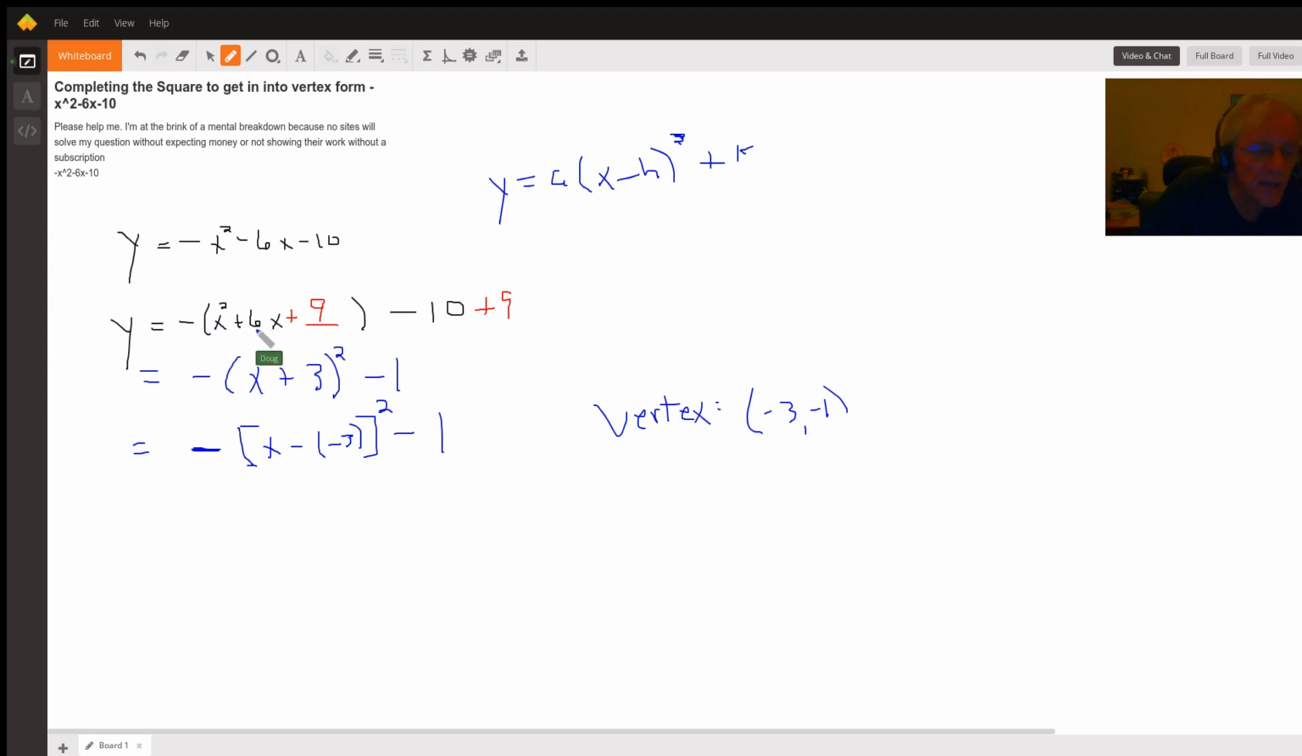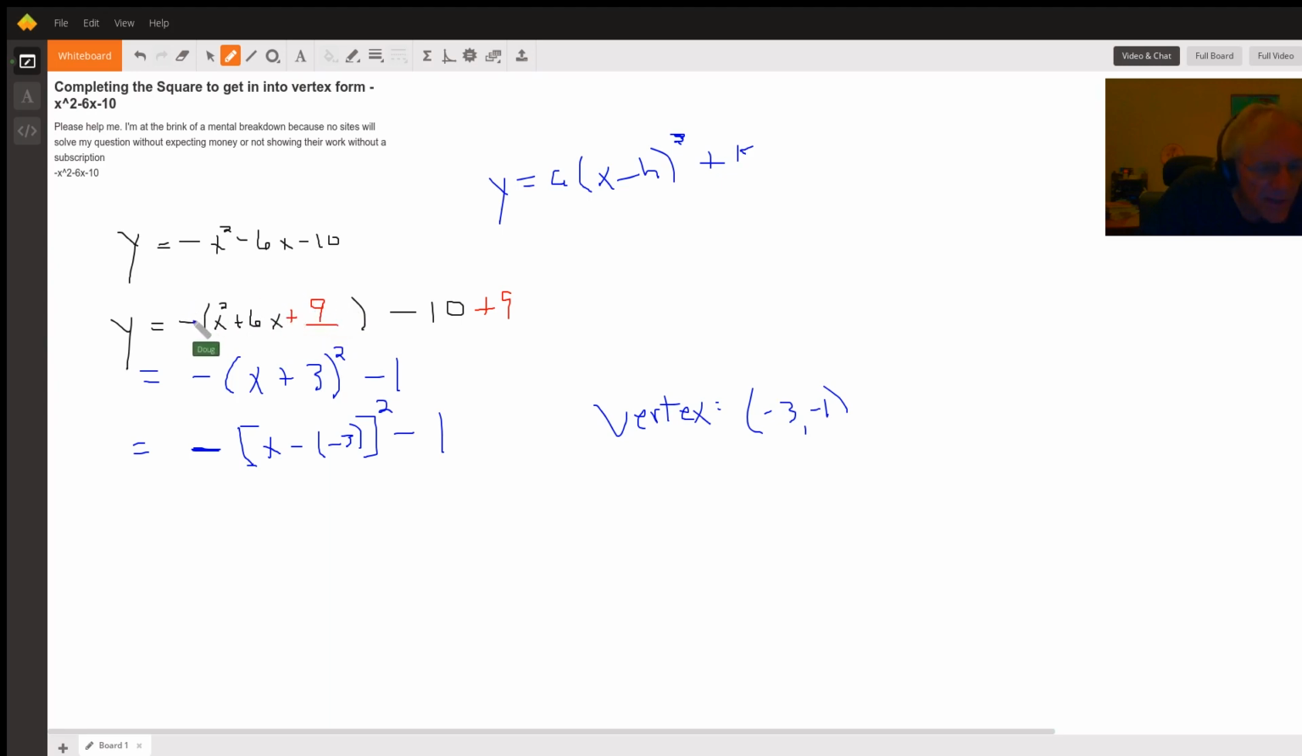How do we do that? This is like ax squared plus bx plus c. To complete the square when the leading coefficient of ax squared, or the letter a, is equal to 1, we take half of b, half of 6 is 3, and then square it. 3 squared is 9. Now here's the tricky part.